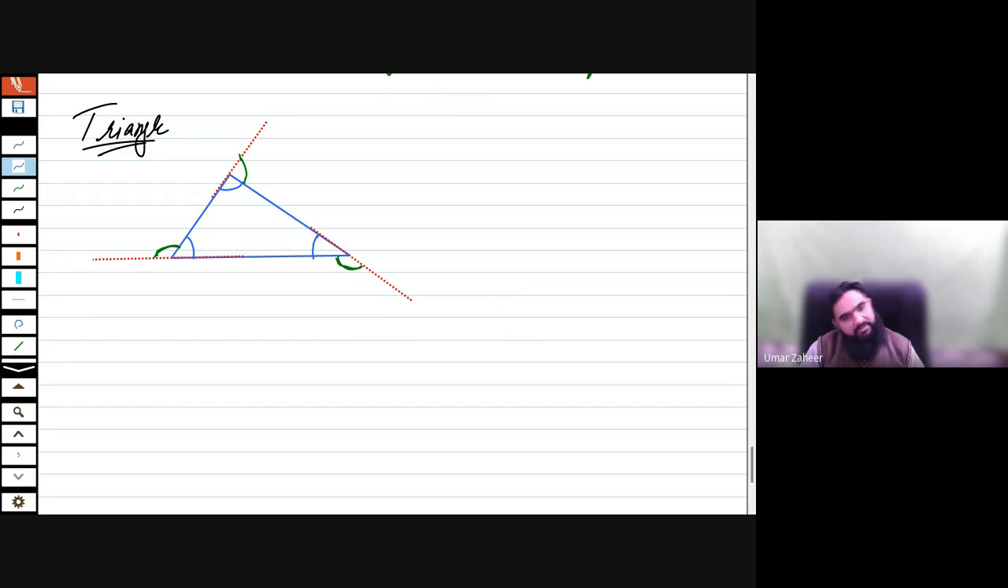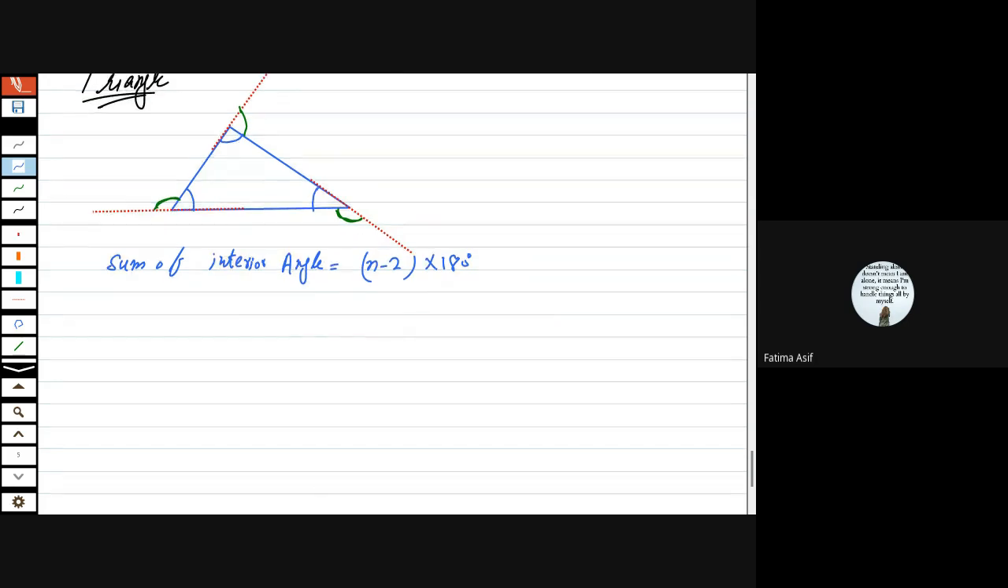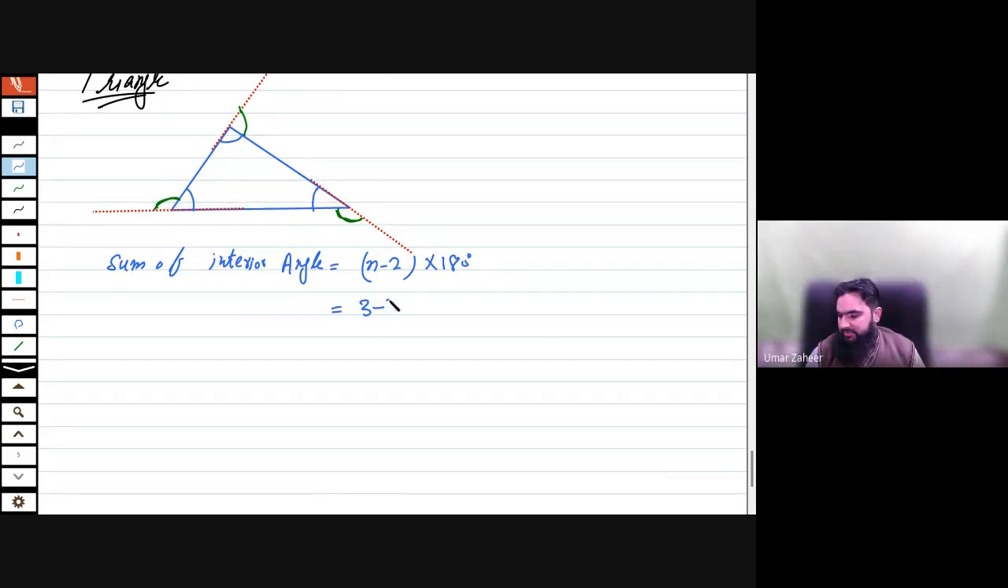Okay. Always remember, in the triangle, if you have to find the sum of interior angles, it is equal to n minus 2 into 180. So we have three sides, so 3 minus 2 into 180, that will be 180.